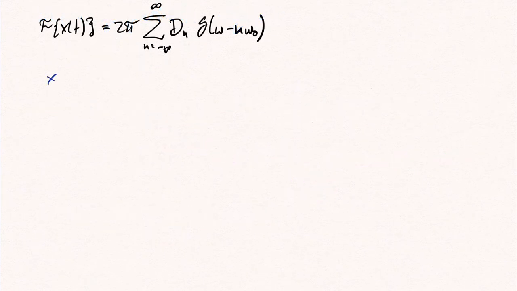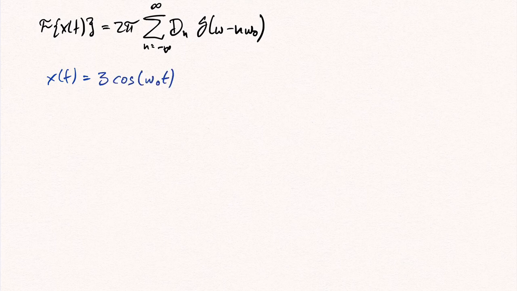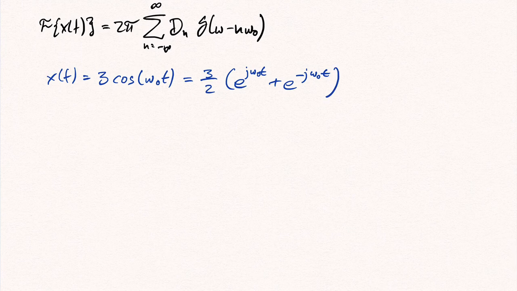Let's consider the example x of t equals 3 times the cosine of omega 0 t. Using Euler's formula, this can be expressed as 3 divided by 2 times e to the j omega 0 t plus e to the minus j omega 0 t. This is already the Fourier series expansion of the cosine, and it shows us that the Fourier series coefficients d n are given by 1.5 for n equals 1 and n equals minus 1, and 0 otherwise.